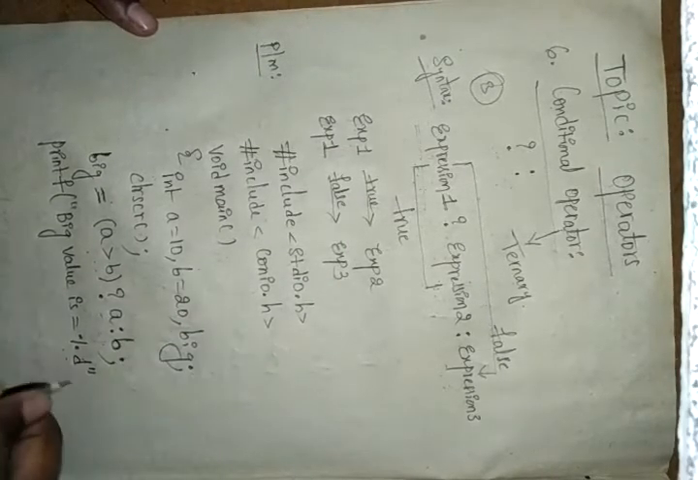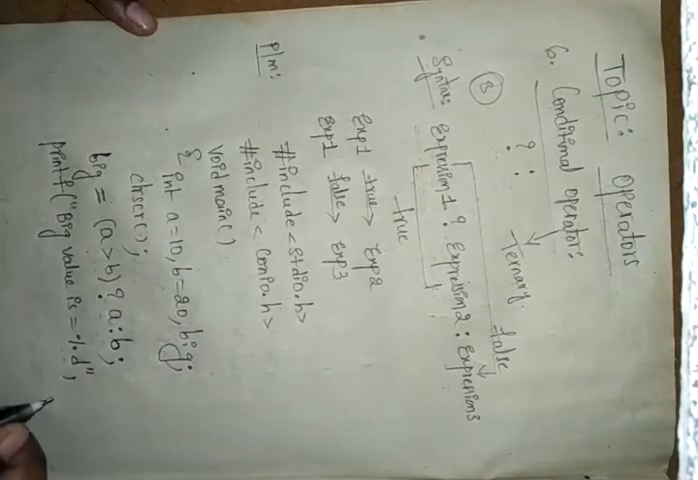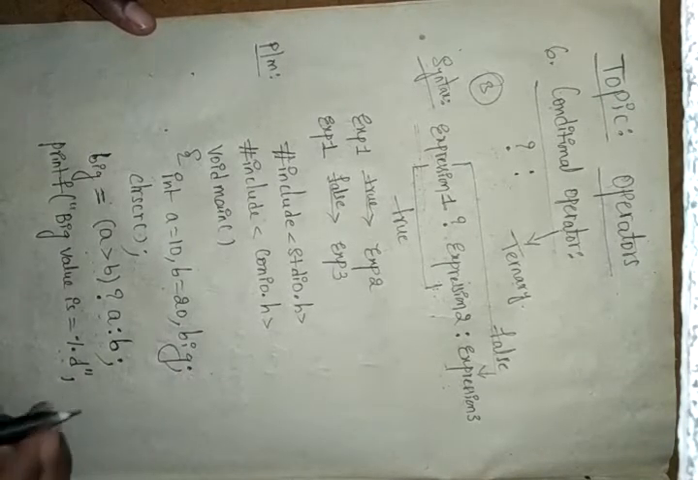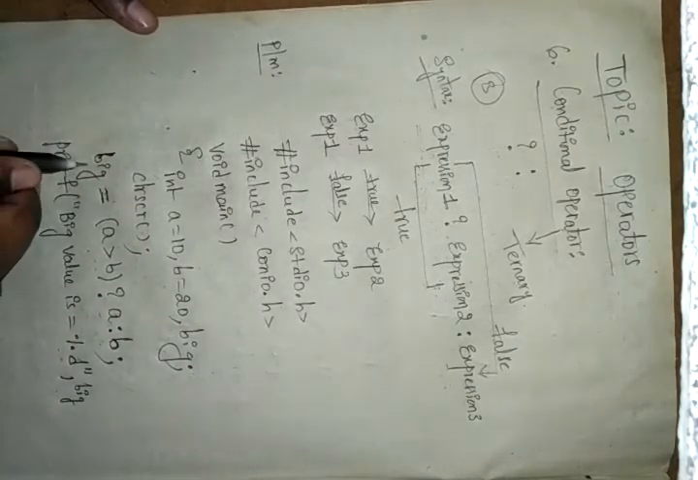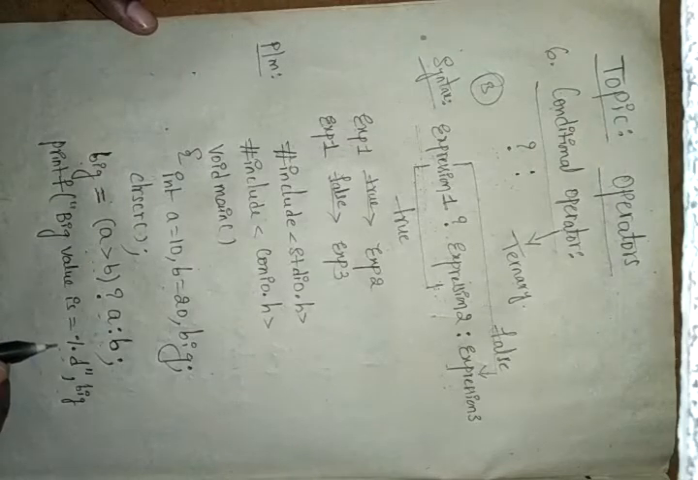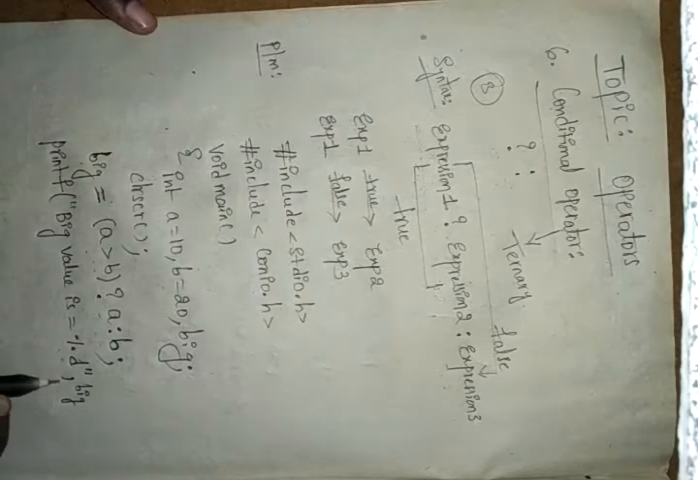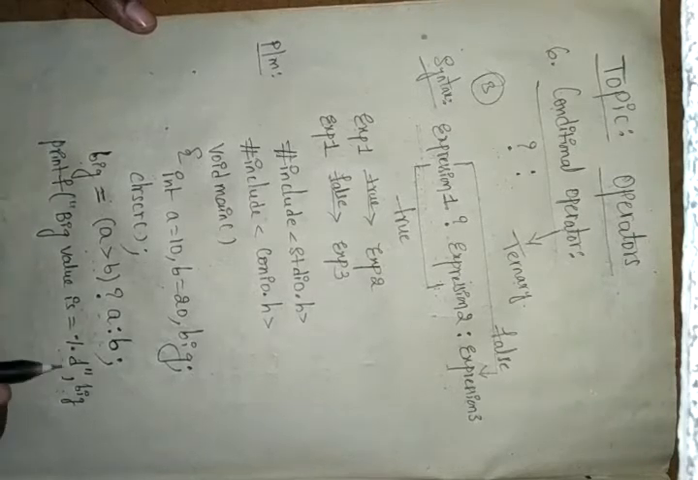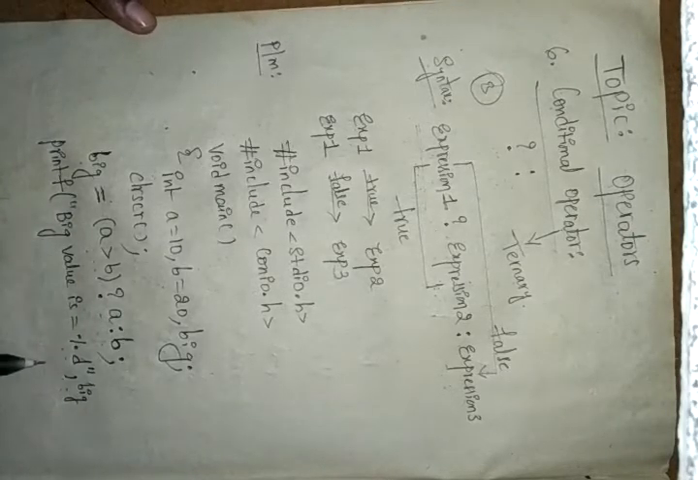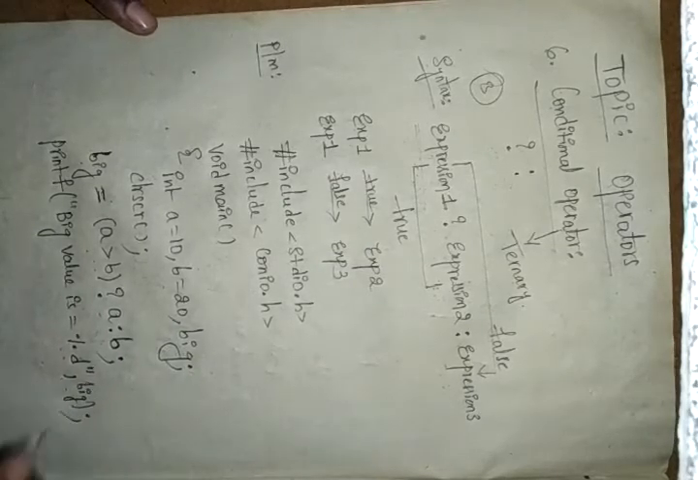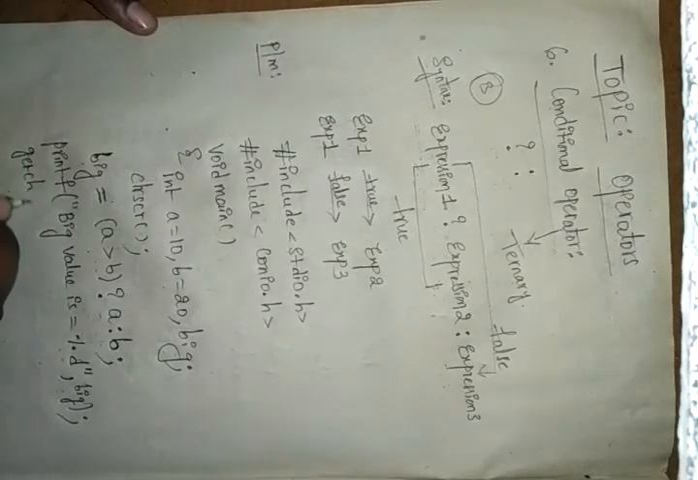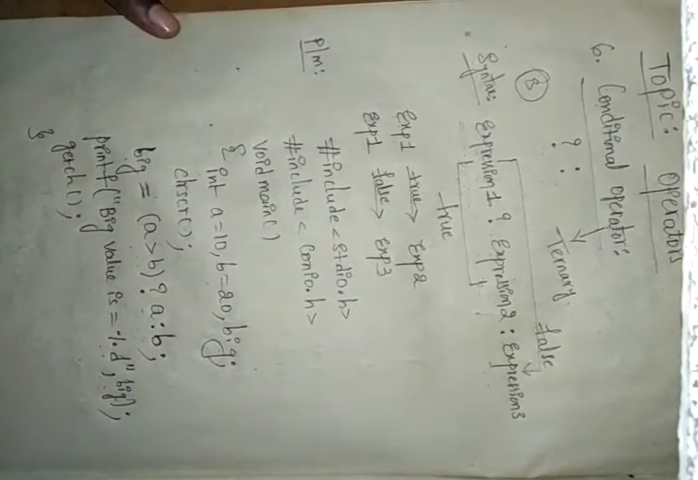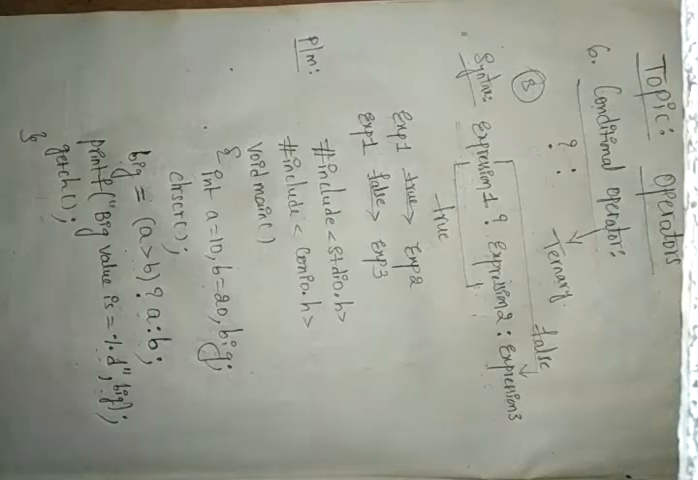And close the double quotes, comma. After the double quotes you have to give the comma and write your big. Whatever we write inside the double quotes will be displayed in the output section. So after the comma, whatever you take will be added to this statement. Okay, and give the semicolon. Next, write getch. Close this one. Yes, our program is completed.